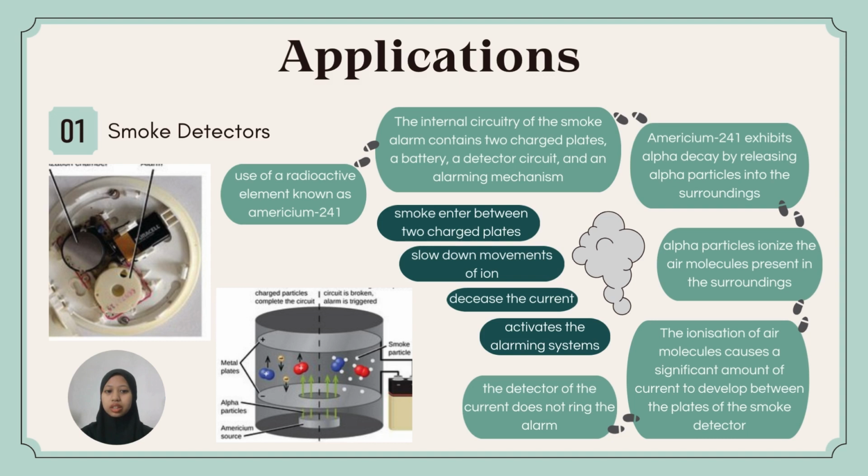However, in case of fire, smoke enters between the two charged plates and slows down the movement of ions in the surroundings. When the movement of ions is slowed down, it decreases the current. The detector detects the decrease in the magnitude of current in the system, and therefore it activates the alarming system and the alarm will ring.